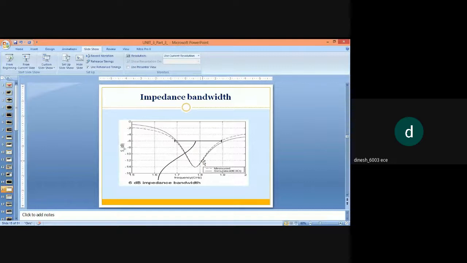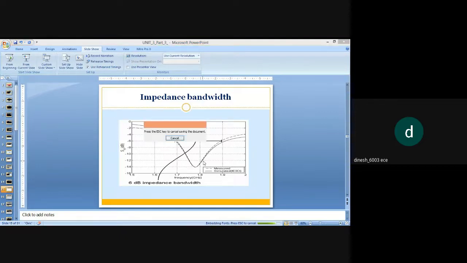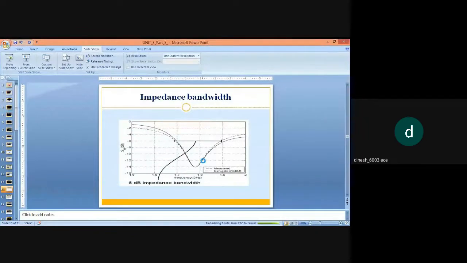So this is your 6 dB impedance bandwidth. You can see the 6 decibel impedance bandwidth lies around 1.7 gigahertz to 1.9 gigahertz. So that is your bandwidth. The 6 dB bandwidth is obtained at this place. So this is your 6 dB impedance bandwidth.